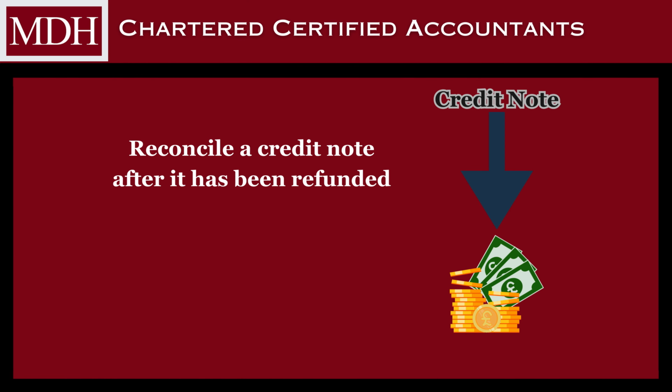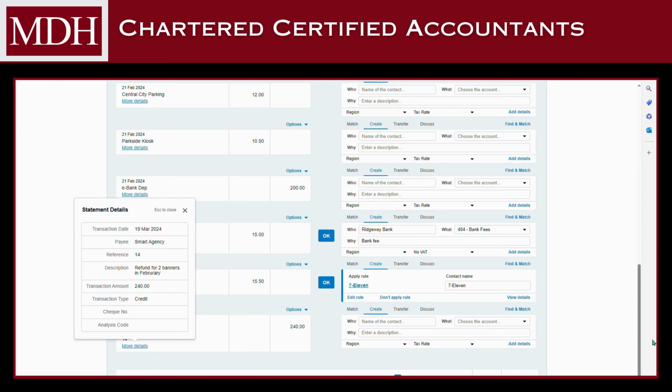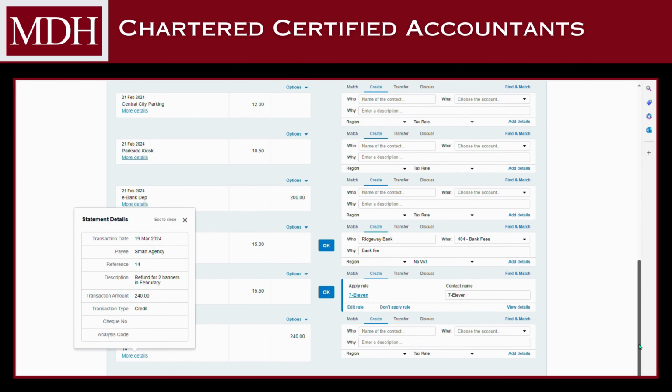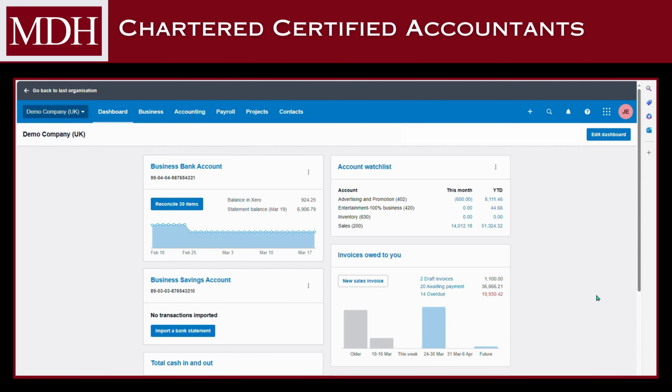How do we reconcile a credit note after it has been refunded? To do this, ensure that you have already received your reimbursement. First, review your bank statement and all of its contents. Once you've checked that the payment was reimbursed, navigate to the Bills Payment tab in the business menu.